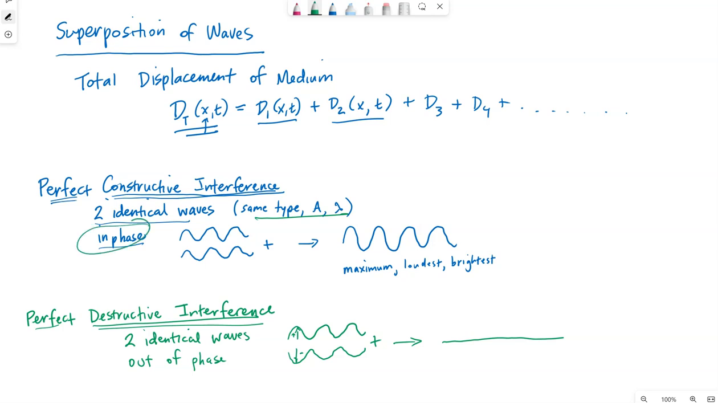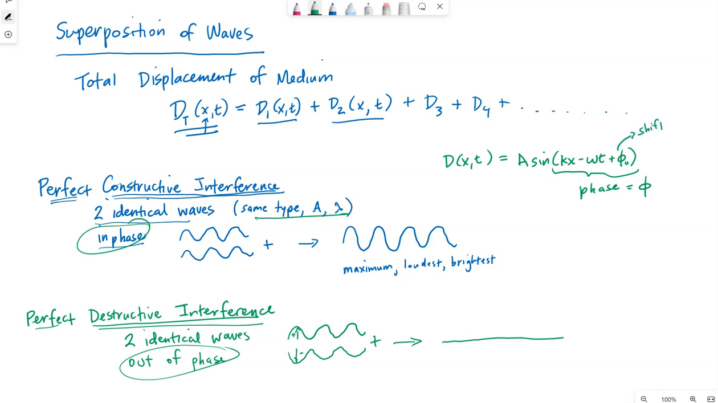So when we talk about being in phase and out of phase, that is going back to the general wave equation. Oops, let's write it the right way. So kx minus omega t. This whole thing right here is the phase. We use phi to represent it. So phi naught is the shift that accounts for the initial conditions. Phi itself means everything within those parentheses.